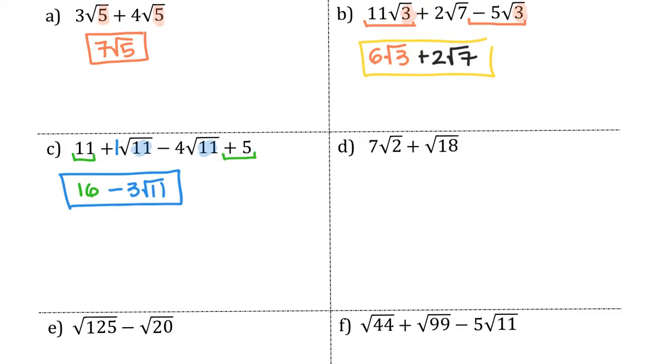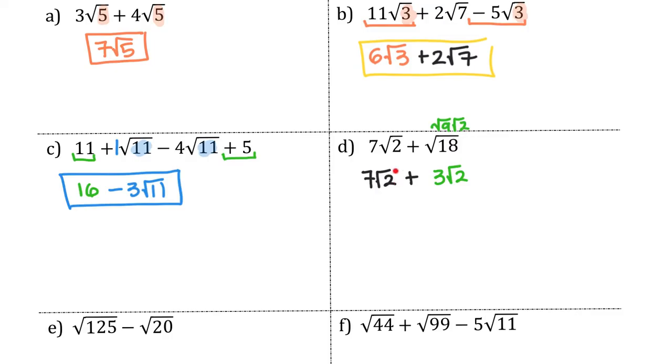Okay, let me check here. This is 7 square root 2, and this is square root 18. Their radicands do not match, so they seem like they're not like terms. However, if I look at the square root of 18, I can simplify that, because the square root of 18 is the same as the square root of 9 times the square root of 2. Square root of 9 is 3, and the square root of 2 I don't know. So now that I've simplified it, let me bring down the first term, and now look at them.